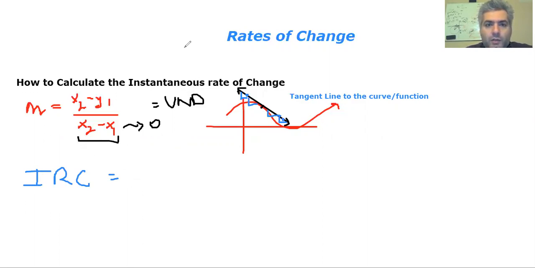So I'll just quickly write that down here. So that's your IRC. So really, you just find any 2 points along that line.